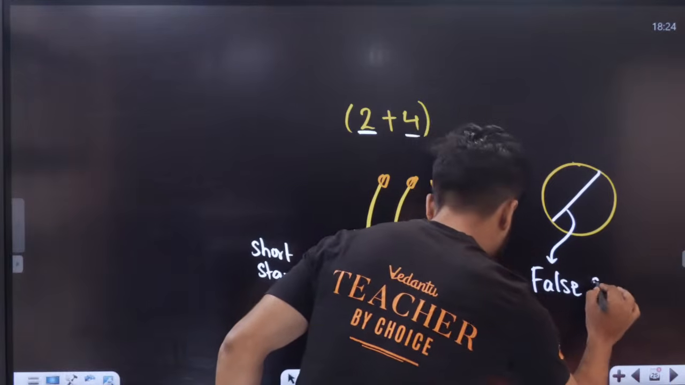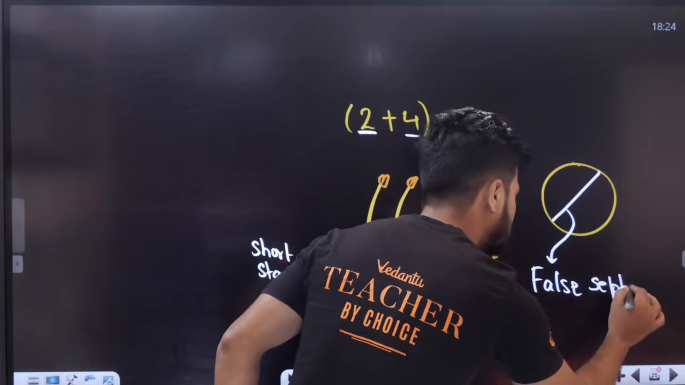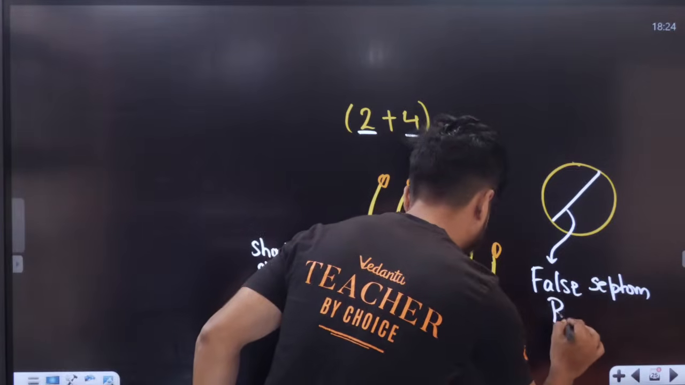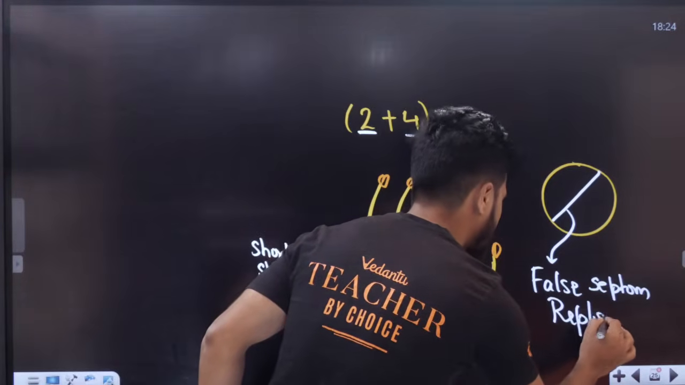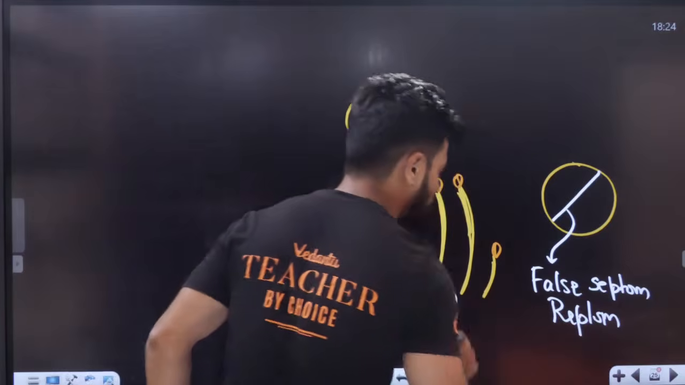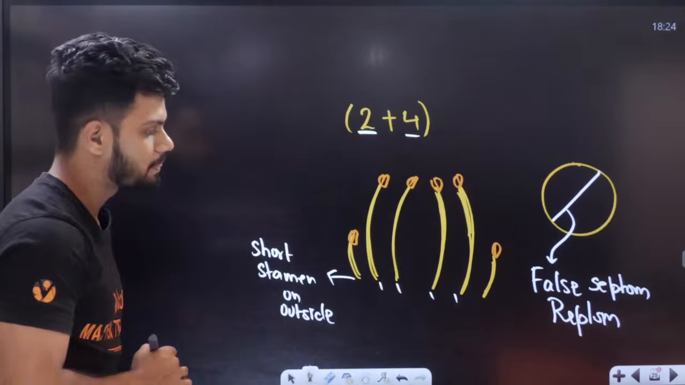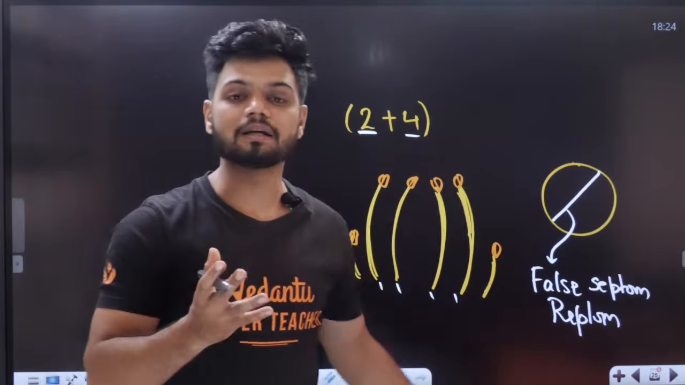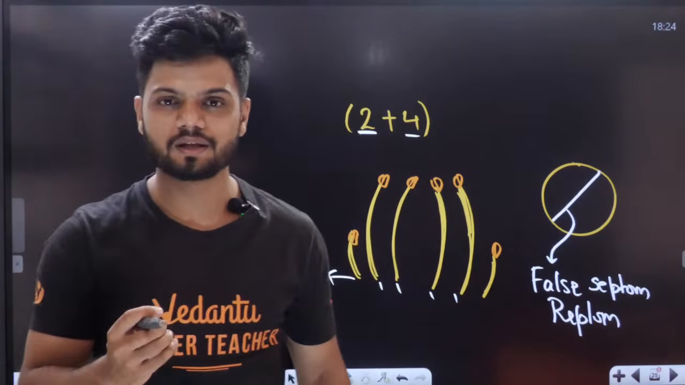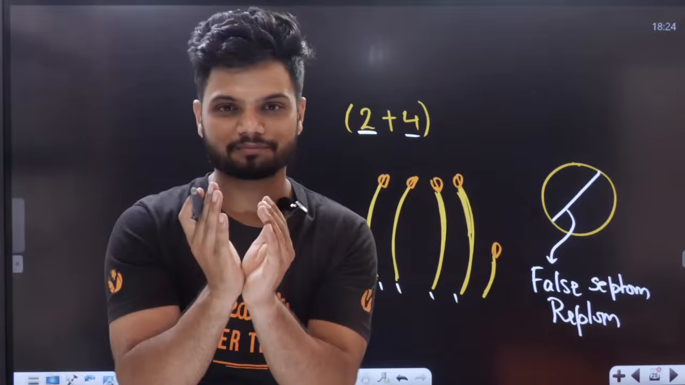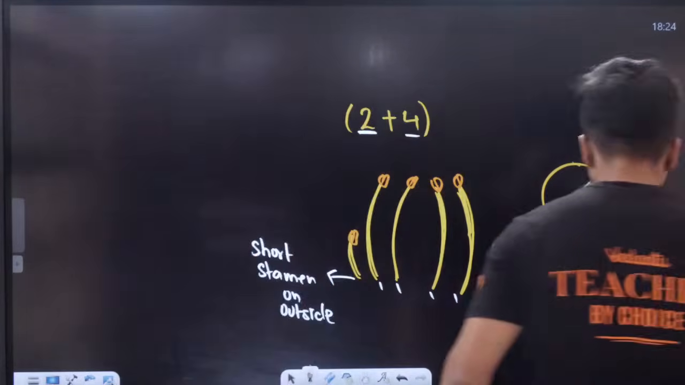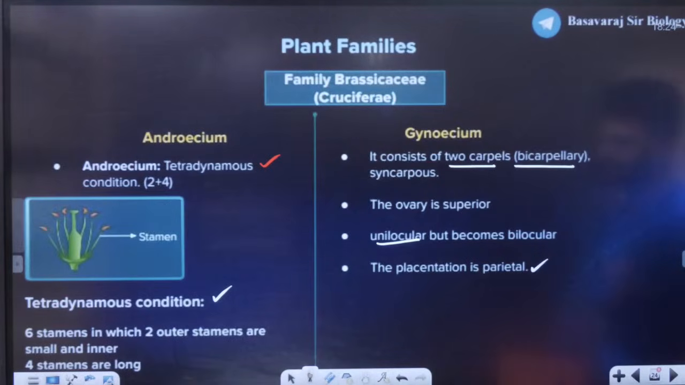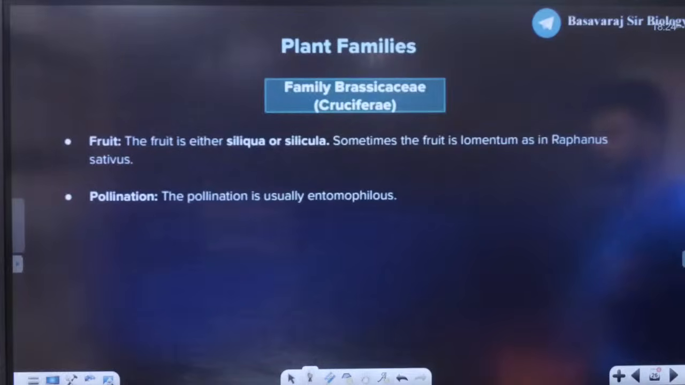There is a formation of false septum here, called the replum. False septum called replum formation is happening. You might have studied this under parietal placentation. Under parietal placentation, there is a formation of false septum. Okay, see here. Parietal placentation.